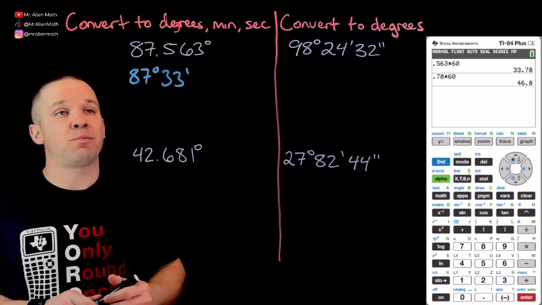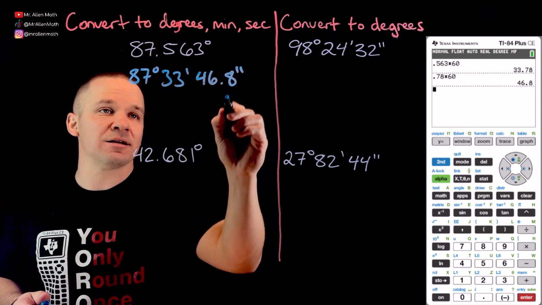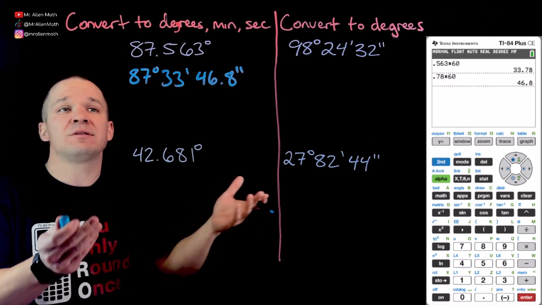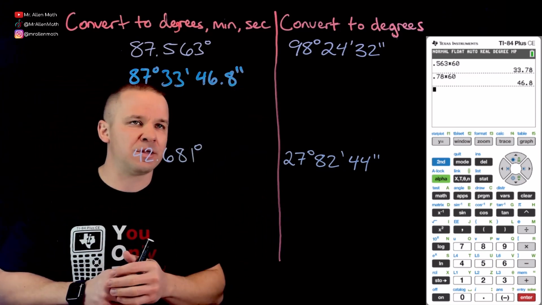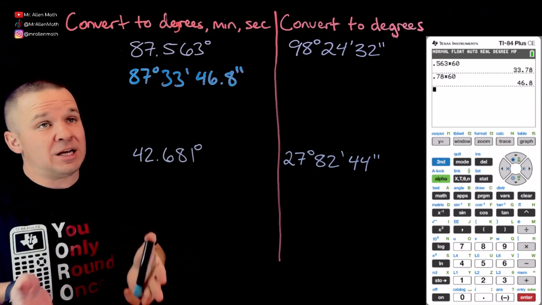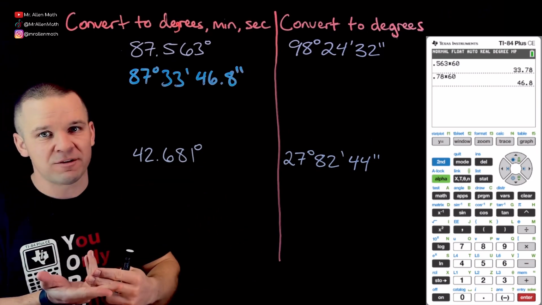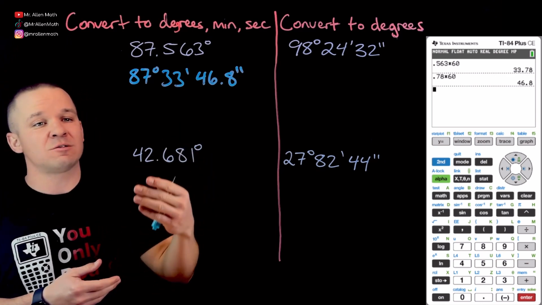We get 46.8, so 46.8 seconds. Some teachers may say round to the nearest second, so 47 seconds, but this would be more exact this way with that tenth decimal place of the seconds. But that's about it. We're just going to multiply the decimal by 60, multiply the leftover decimal of that one by 60 as well to get our seconds. All right, so let's try the next one here.